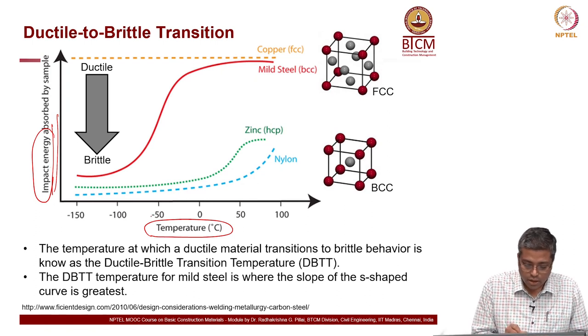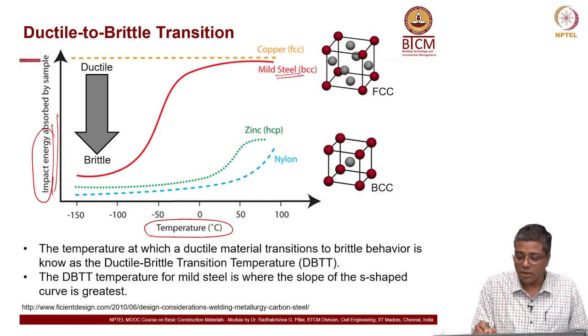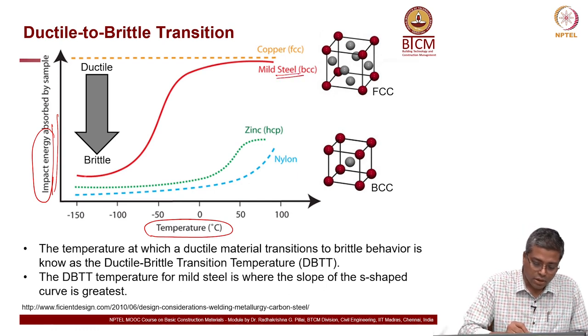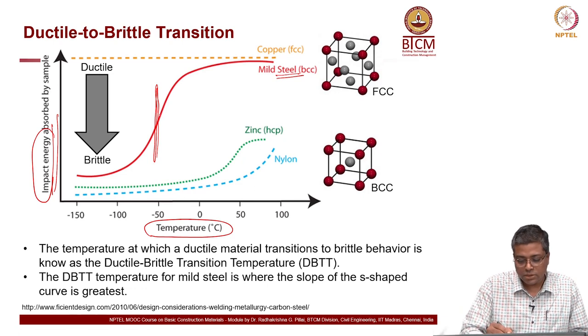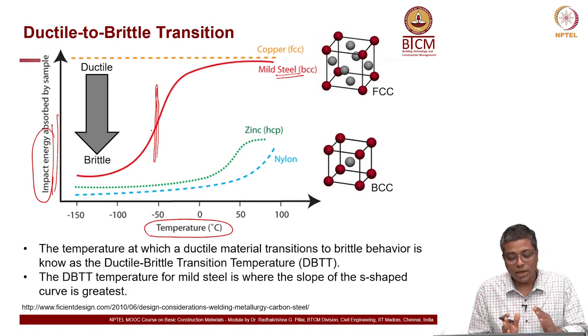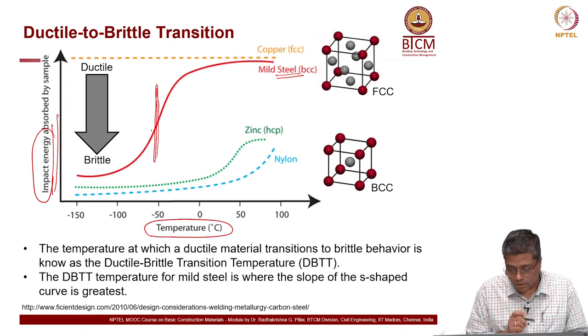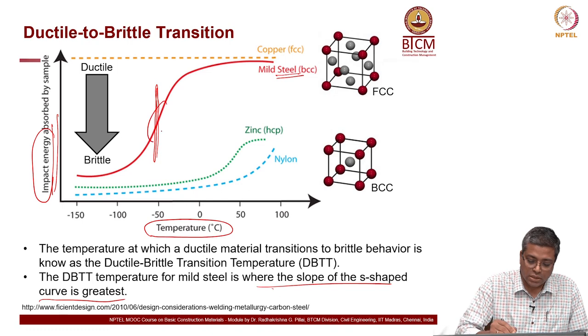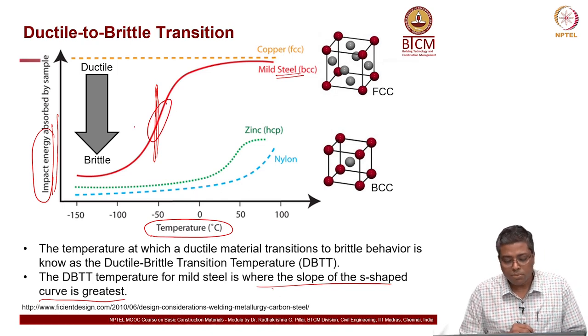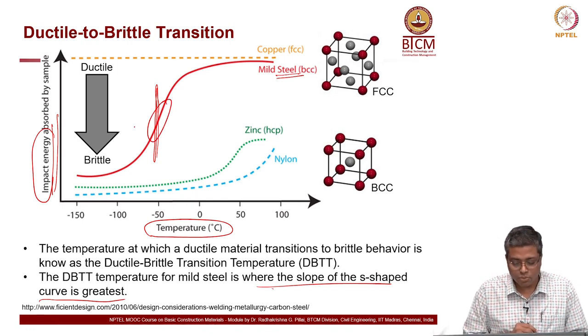Now, looking here, let us say you are talking about the mild steel, BCC, the red curve here. I can say that the DTBT is somewhere in this region. What I am looking at is where the maximum slope of that curve is, where the slope of the S-shaped curve is greatest. So, in this region, I can say that mild steel will undergo ductile to brittle transition.